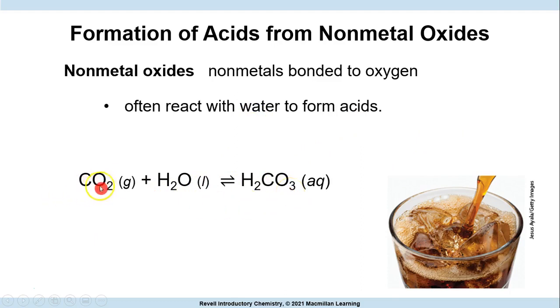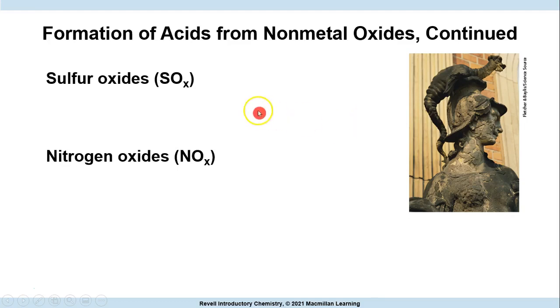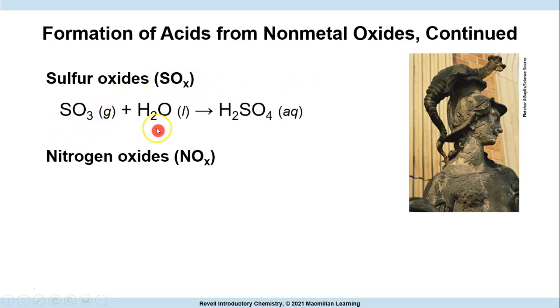So this is an example of a non-metal oxide. Other examples of non-metal oxides could be sulfur dioxide and the nitrogen oxides. Now, formation of acids from non-metal oxides continues here with the sulfur oxides and the nitrogen oxides. Let's look at an example of a sulfur oxide that reacts with water. If we take sulfur trioxide and react it with water, that is going to produce sulfuric acid.